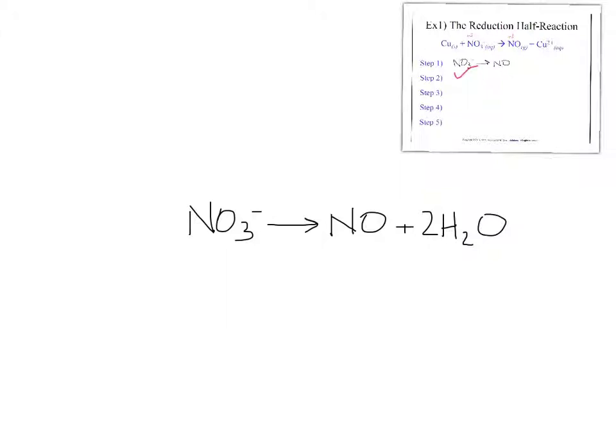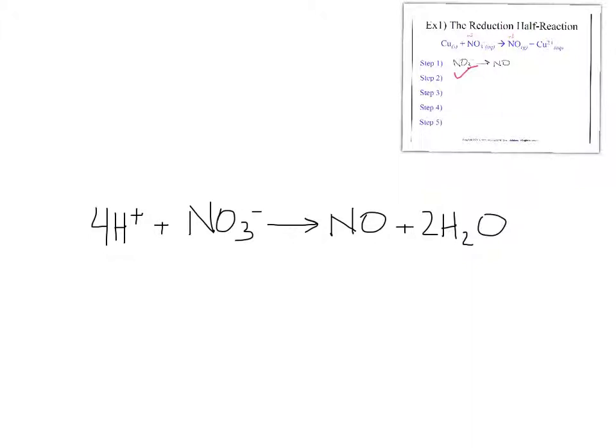But by adding water, we've also added hydrogens to the mix. And that's okay. We just go to step number 4, which says we can balance the hydrogens by using H pluses. So we have 4 hydrogens on this side, which means we need 4 on the other. And so we would add 4 H pluses to this side.